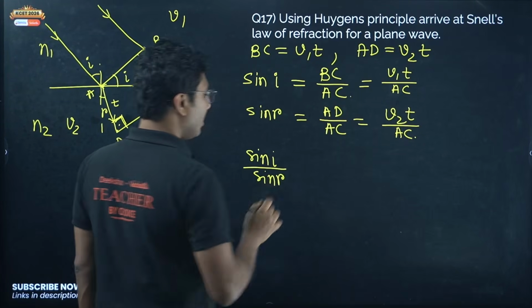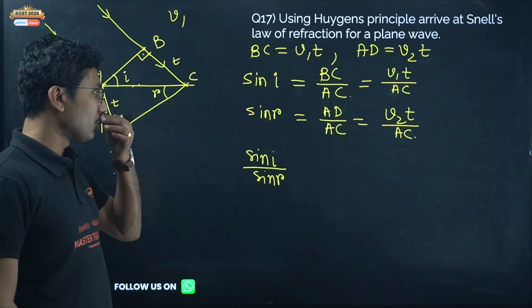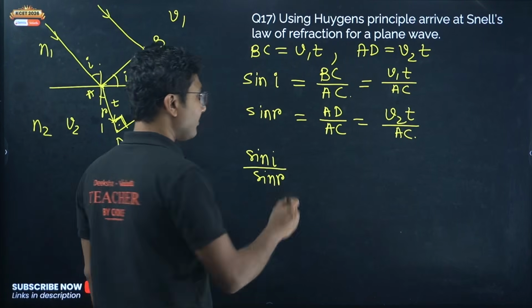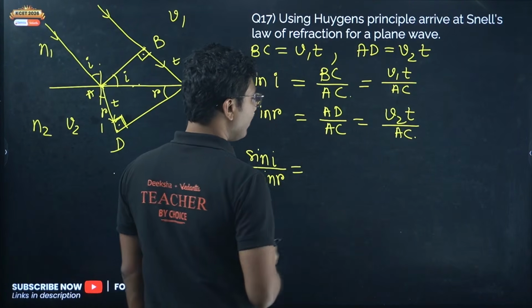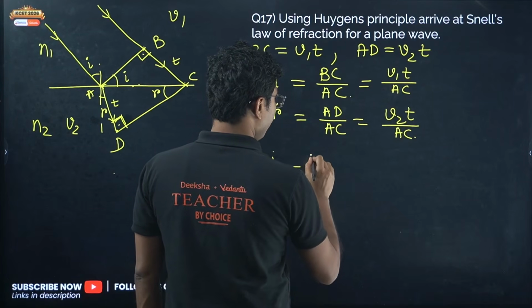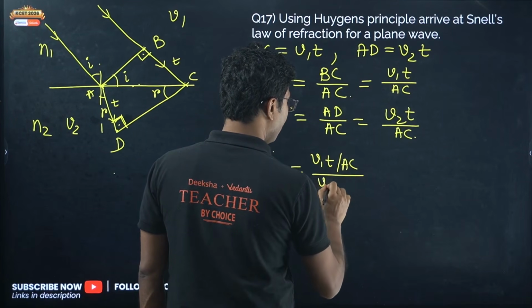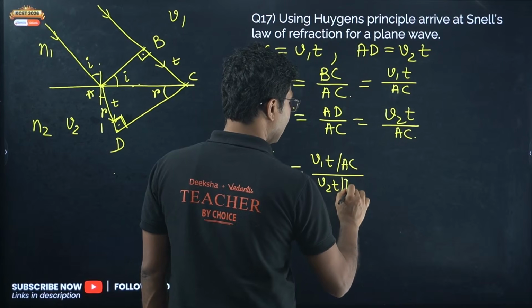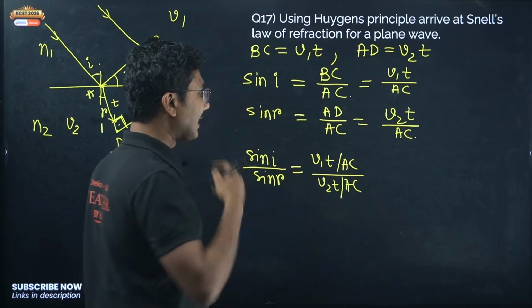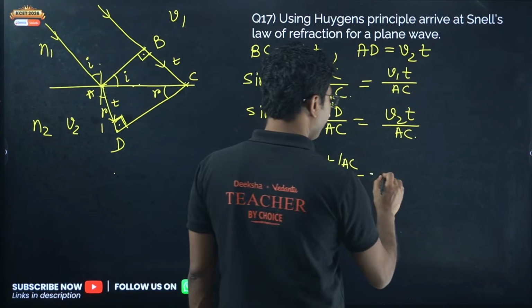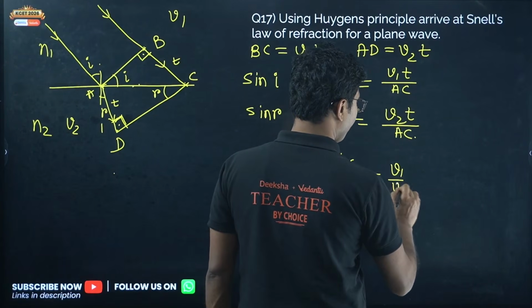So that is the condition of Snell's law. This is equal to a constant, and that is equal to the refractive index. So we will be doing that only. We will get V1T by AC divided by V2T divided by AC. Obviously AC will cancel, T will cancel, and we get V1 by V2.